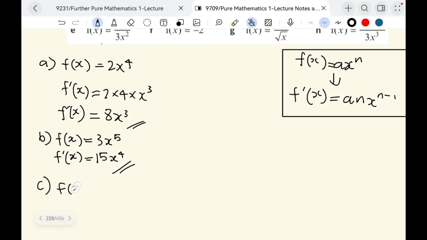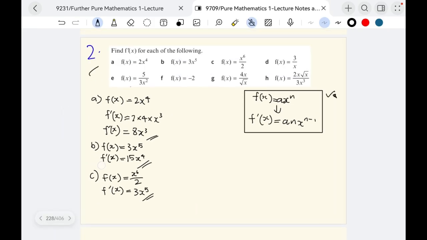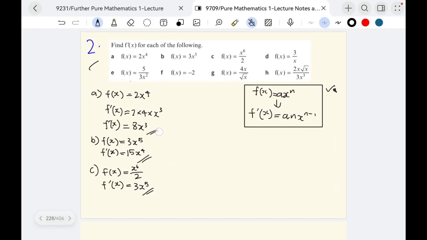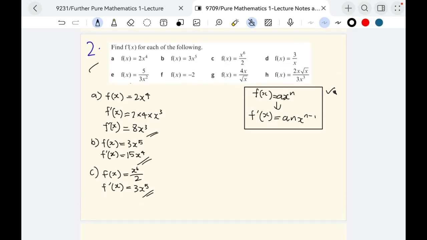f(x) is equal to x to the power of 6 over 2. How to get its derivative? 6 times 1 over 2, you get 3. And then times x to the power of 5. Why? 6 minus 1. Okay? And what about for the D?